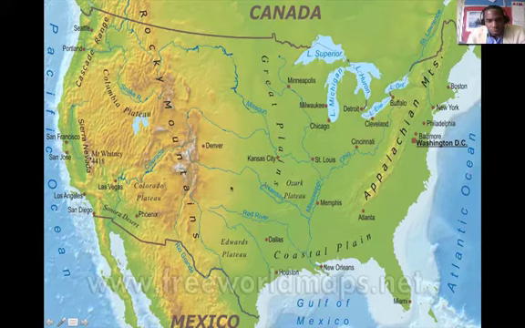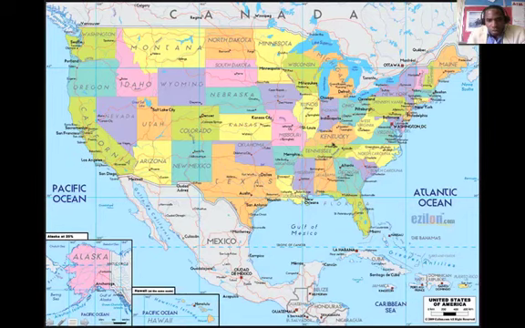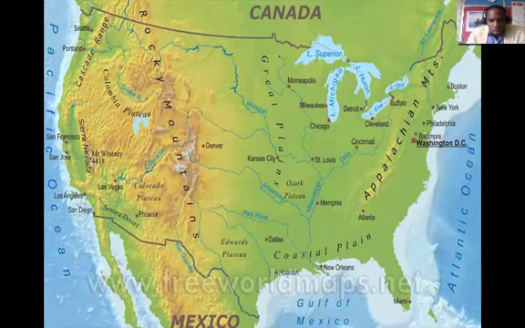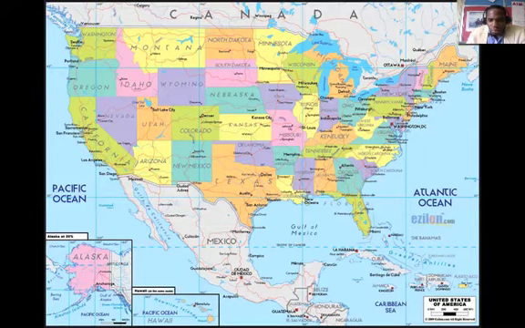So a political map is a little bit different. The political map shows all of the states in between each area. You don't see the mountains, you don't see the lakes, you don't see the rivers. You just simply see the state lines. So we have the physical map, which is essentially just the geography of it, and the political map shows the states.